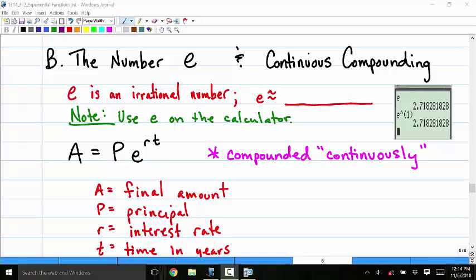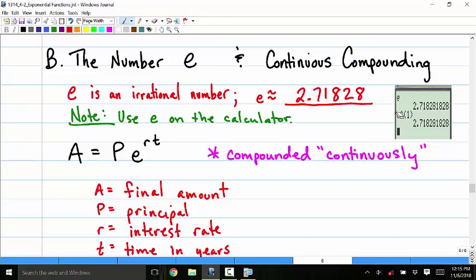All right, let's talk about the number e and continuous compounding. We've already said that e is an irrational number, approximately equal to 2.71828, correct? And I told you there's two places on the calculator to find it. It's either second, the division sign, or second, the ln button. One of them, the division sign, gave you just the e, and the second ln gave you e to the power of, so you'd have to type in a 1.